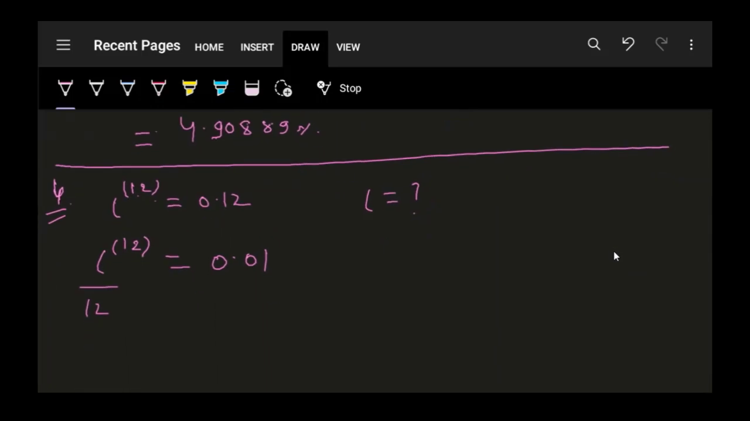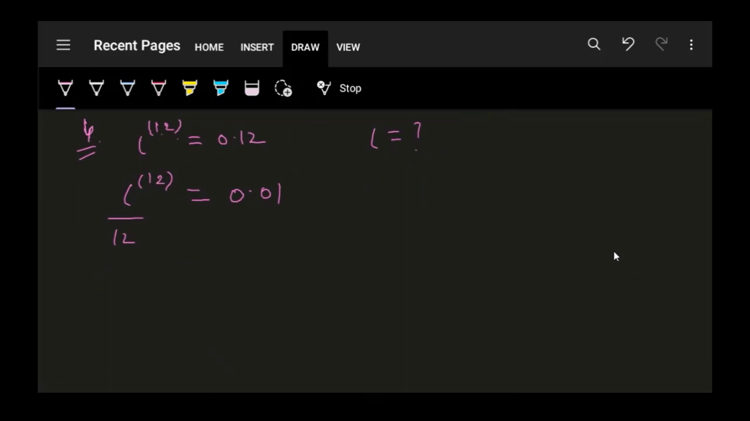And to calculate the effective interest rate, we'll proceed as follows: 1.01 to the power 12. This will give us the accumulation factor of 1 year. We'll subtract 1 to get the rate.